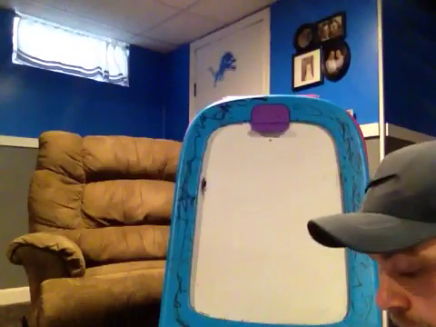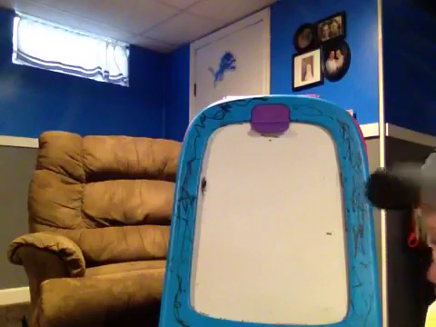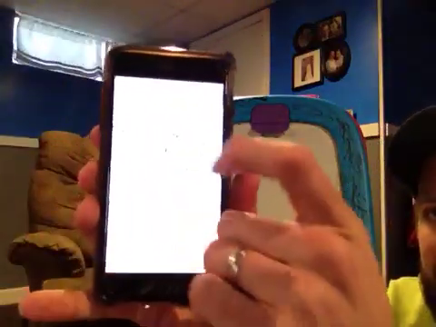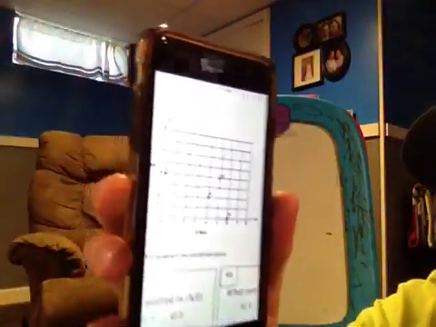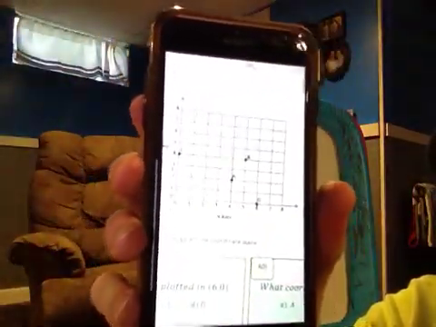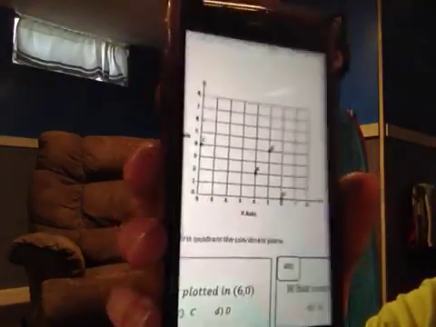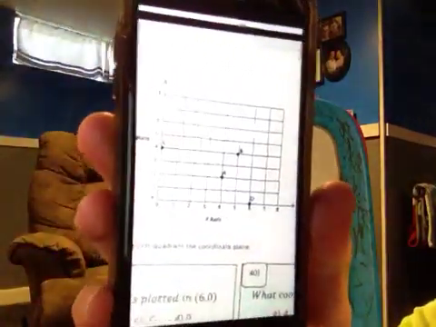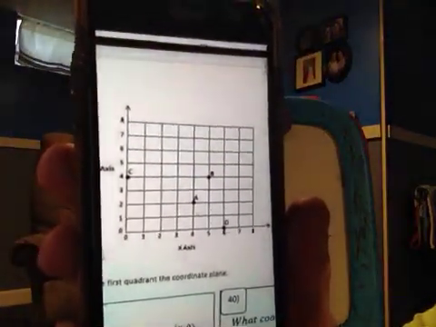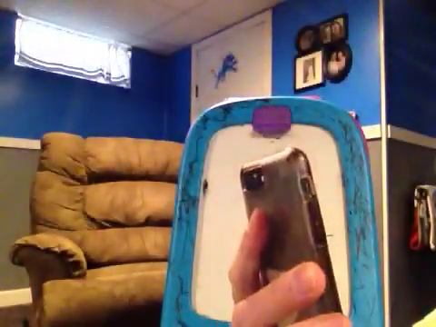Let's go to 39, shall we? 39. All right, so we have this beautiful looking coordinate plane, right? And it's not going to pick it up. Oh, there we go. That works. We have that coordinate plane right there. It's going to ask us which one is 6, 0. Well, 6, 0 would mean go over 6, up none, and that would be D.